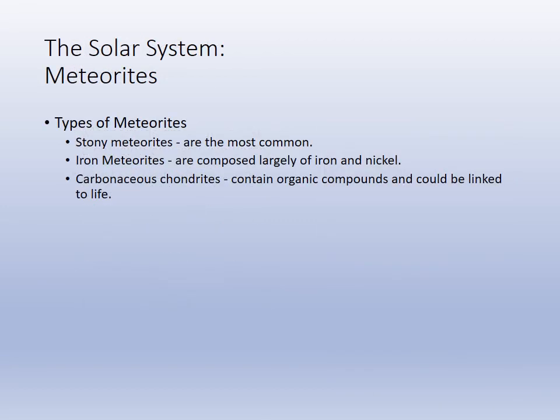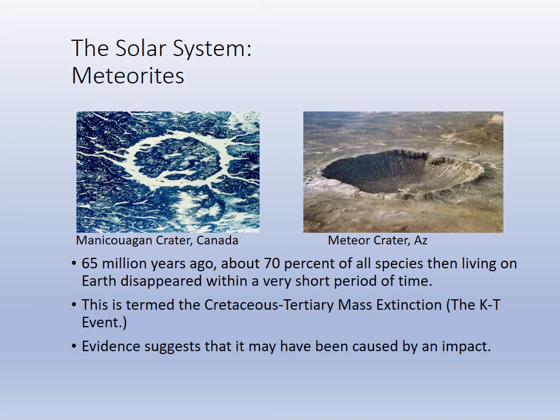So the 3 types of meteorites, what they're made of: stony, iron, and then carbonaceous. And that carbonaceous has organic compounds, and it could be linked to the first organics that made it here on Earth. I talked about an impact crater when we looked at the Aurora picture, and there it is, right in Canada, a very famous impact crater that we only can see from space because it's so big. A meteor crater in Arizona is also a very famous crater. So we do have craters that have evidence of huge impacts on Earth.